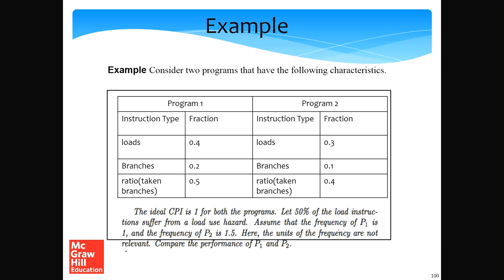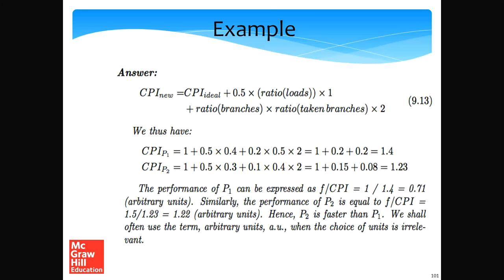So let's consider a typical math problem. Let's consider two programs. The first has a fraction of loads of 0.4, 40% loads, 20% branches, and 50% of the branches are taken branches. Another program has 30% loads, 10% branches, and 40% of the branches are taken branches. The ideal CPI is 1 for both programs, and let 50% of the load instructions suffer from a load use hazard. Assume that the frequency of P1 is 1 and the frequency of P2 is 1.5. The units don't matter. Compare the performance of P1 and P2. We will see many examples of this type, where you're given the fraction of load use hazards and the frequencies of processor 1 and processor 2, and we compare the performance.